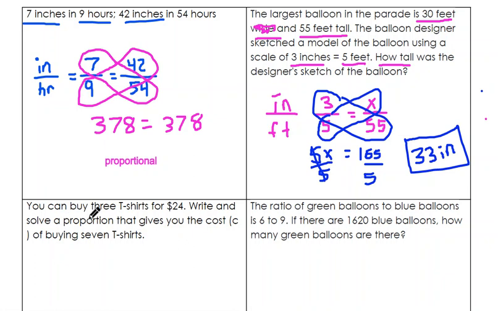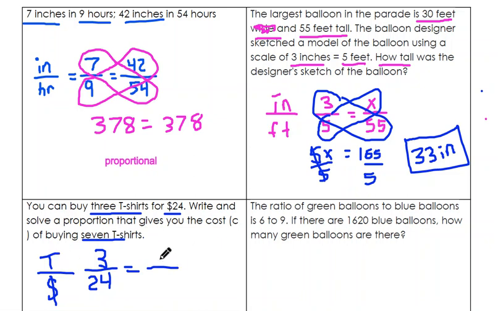All right, let's try this one down here. It says you can buy 3 t-shirts for $24. Write and solve a proportion that gives you the cost C of buying 7 t-shirts. All right, so what am I comparing? 3 t-shirts, $24. So it looks like I'm comparing t-shirts to money, right? So my first one, it says 3 t-shirts cost $24. And then it says, write a proportion that gives you the cost, C, of buying 7 t-shirts.